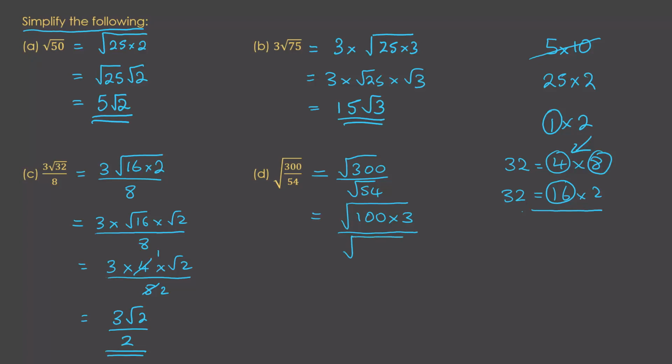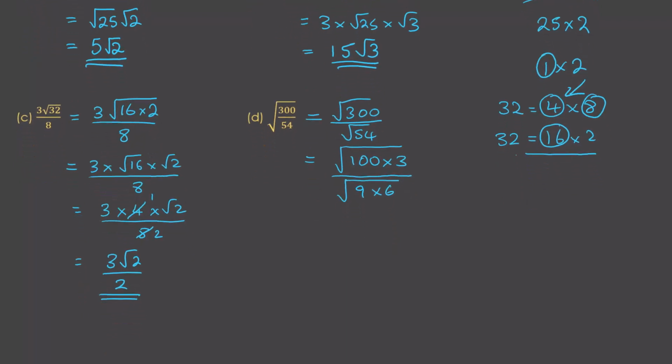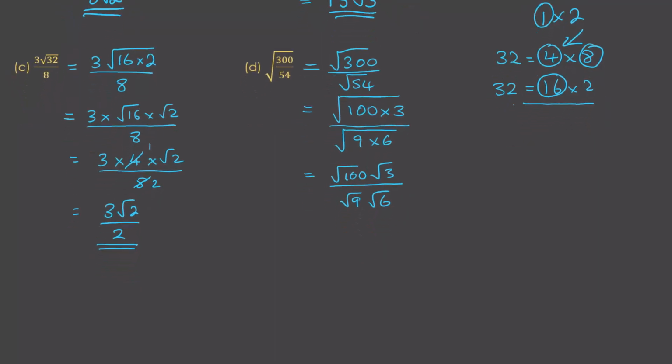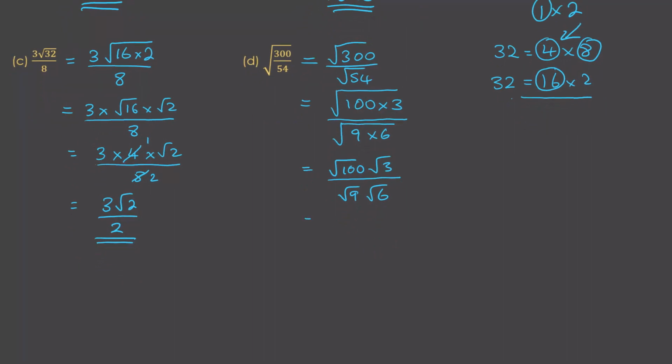100 is a square number, remember. 54 is 9 times 6, and 9 is a square number. So on the top I've got root 100, root 3, and on the bottom I've got root 9, root 6. So the top is 10 root 3, and the bottom is 3 root 6.